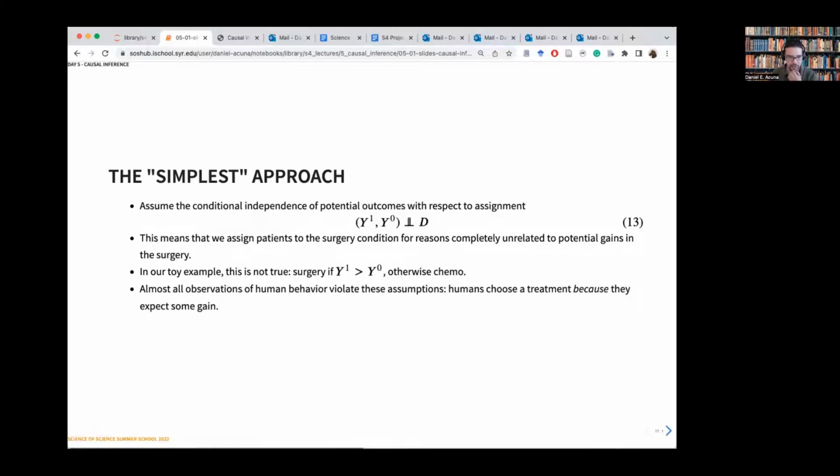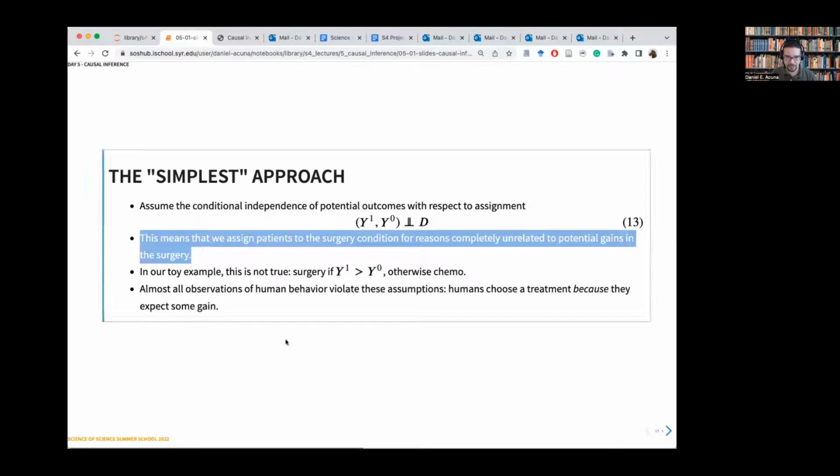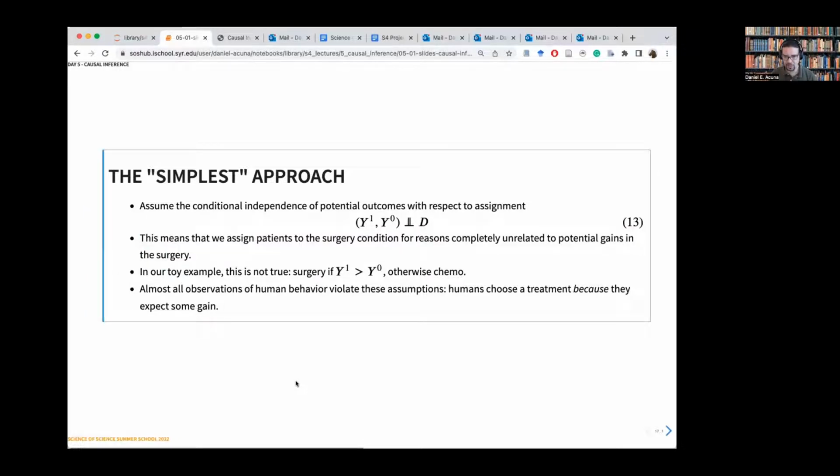So the simplest approach to do this, we assume that there is a conditional independence between the assignments. So if we choose the assignment, then there is no relationship with the outcome. The outcomes of the treatment and control are independent of each other. So this means in case of medical treatment, the reasons that we assign someone to a surgery are completely unrelated to what we think is going to be the outcome of the surgery. Okay, this is probably not true.